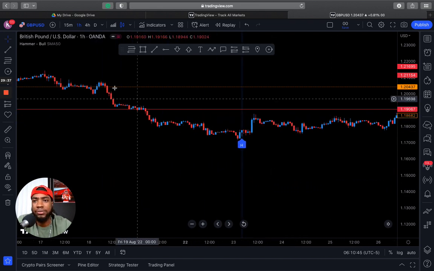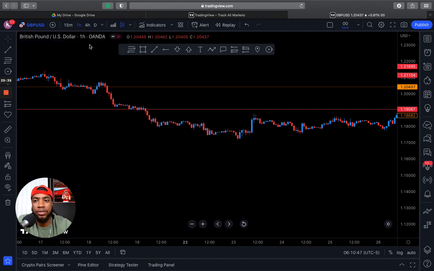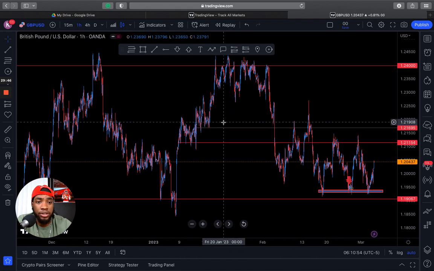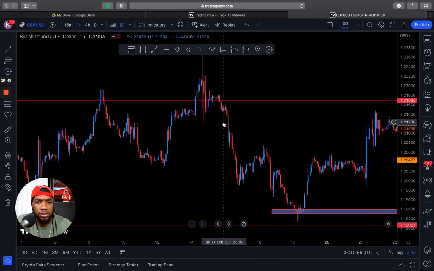I don't like that one either. So I don't really like the hammers they're giving us. But that's okay. We get the general sense of it, right? So that is the power of understanding candlesticks.